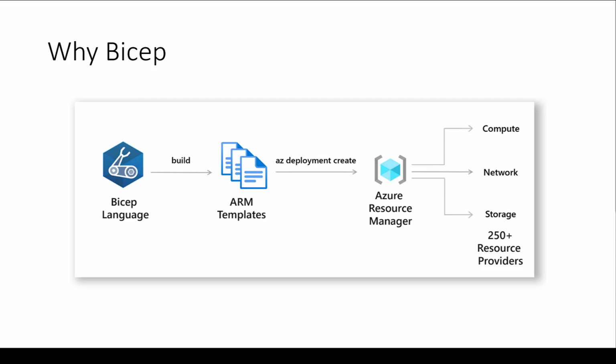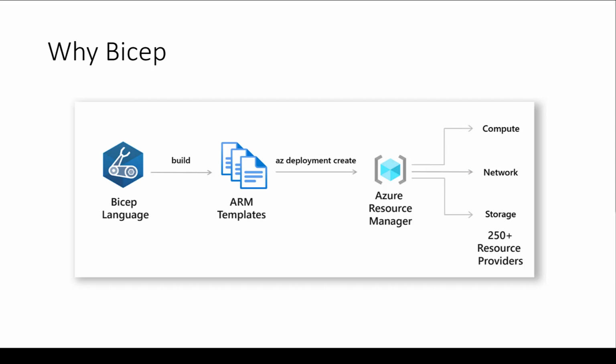Bicep then comes in handy as it provides you with an easier syntax, and it is important to note that ARM templates are not going away. Bicep is the new domain-specific language for deploying Azure resources and sits on top of the ARM templates. So when you create a new Bicep file and deploy it, it will transpile into JSON files and then talk to Azure Resource Manager to deploy your environment in Azure.